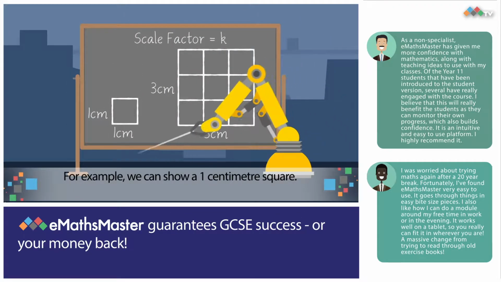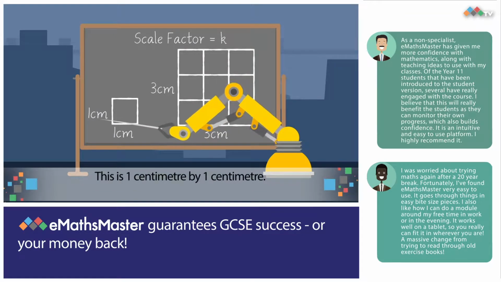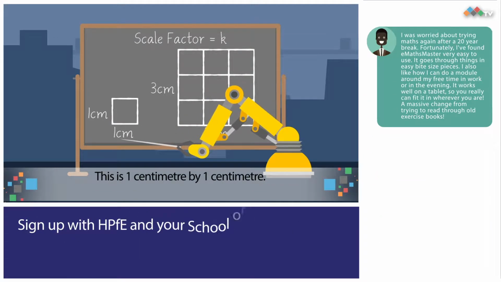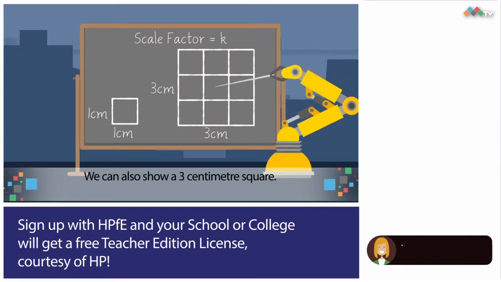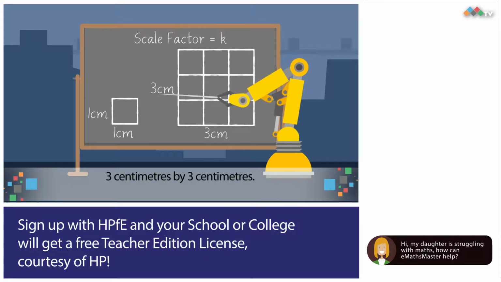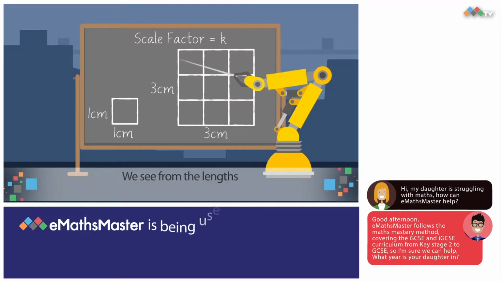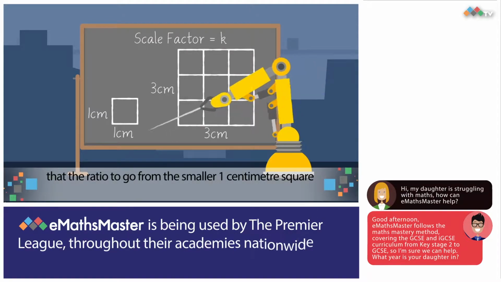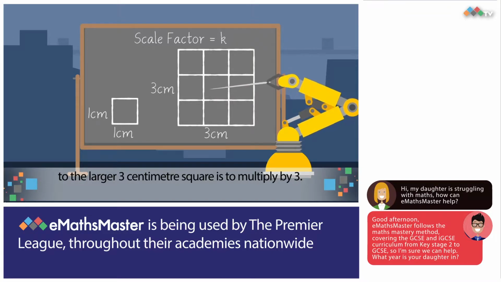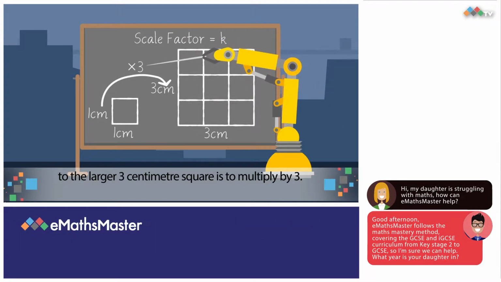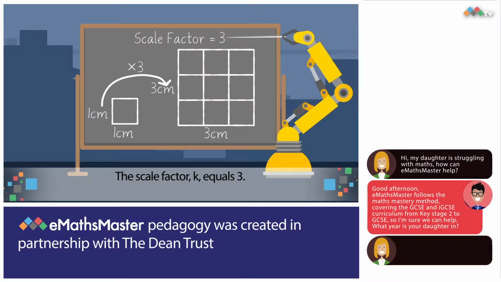For example, we can show a 1 cm square. This is 1 cm by 1 cm. We can also show a 3 cm square, 3 cm by 3 cm. We see from the lengths that the ratio to go from the smaller 1 cm square to the larger 3 cm square is to multiply by 3. The scale factor, k, equals 3.